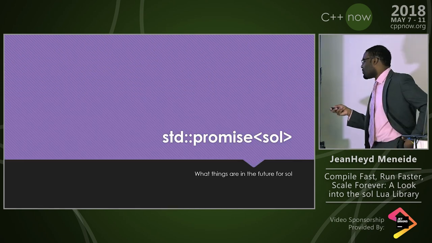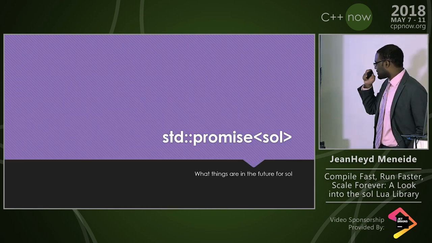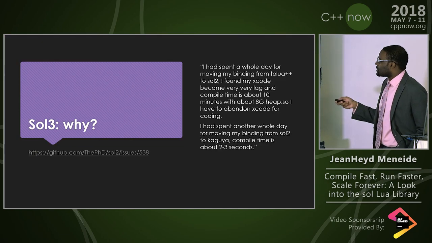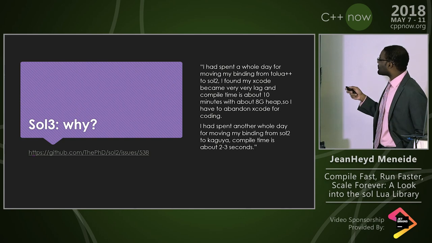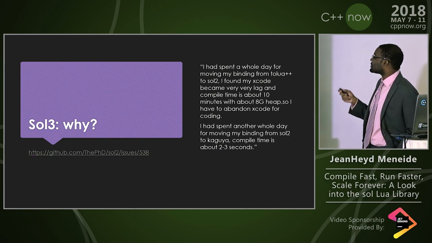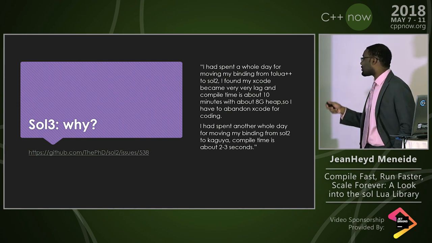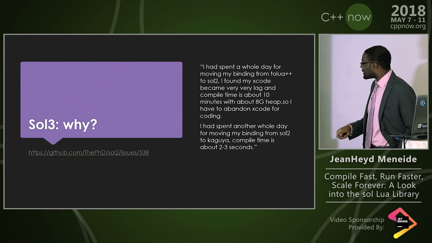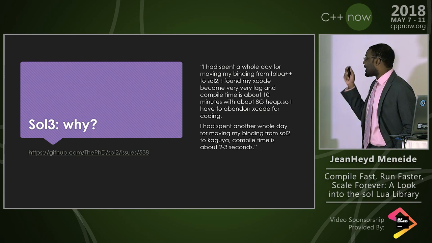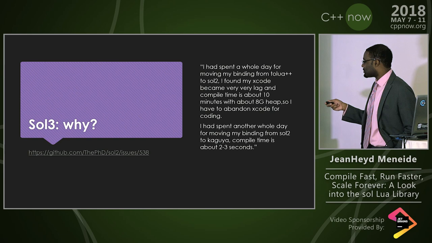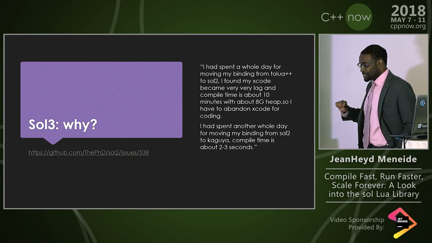So, what things are in the future for sol, basically. Sol3. I'm going to read you this quick quote. I had spent a whole day moving my binding from Lua++ to sol2. I found my Xcode became very laggy, and compile time is about 10 minutes, and I use about 8 gigabytes of heap, so I have to abandon Xcode for coding. I had spent another whole day moving my binding from sol2 to Kaguya, and the compile time is 2 to 3 seconds. I'm ashamed.